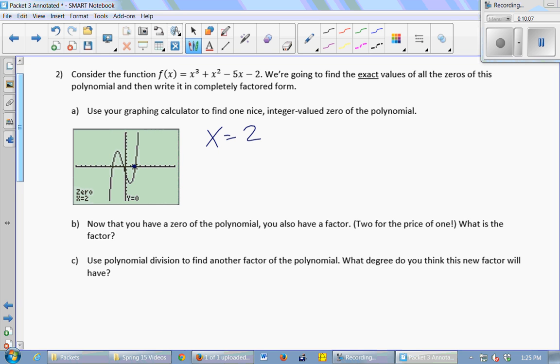Yeah, there's actually 3, right? But these two, it's hard, they don't cross at an integer point. It could be like negative 2.7 or something. But this one goes right through the integer x equals 2. Okay.